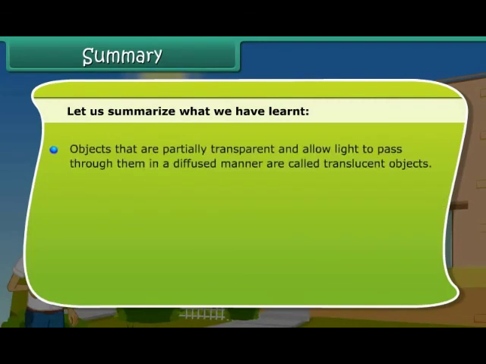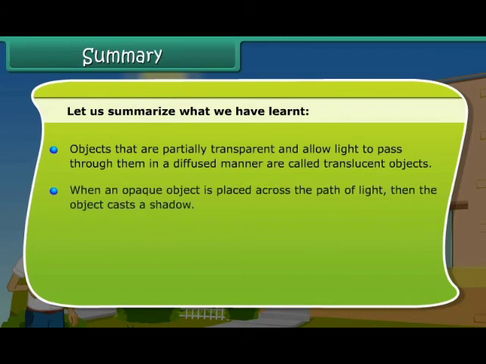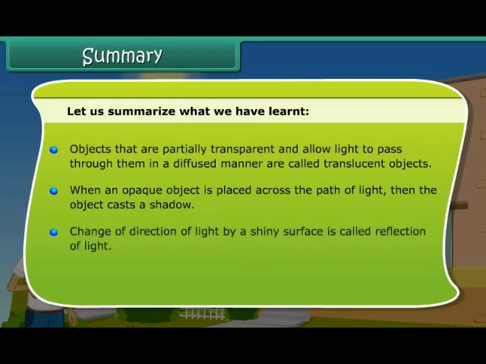Objects that are partially transparent and allow light to pass through them in a diffused manner are called translucent objects. When an opaque object is placed across the path of light, then the object casts a shadow. Change of direction of light by a shiny surface is called reflection of light.